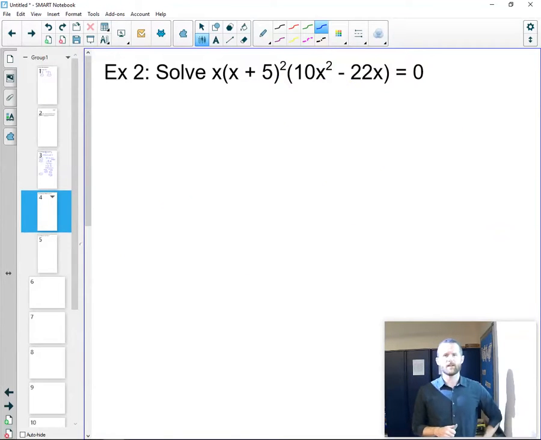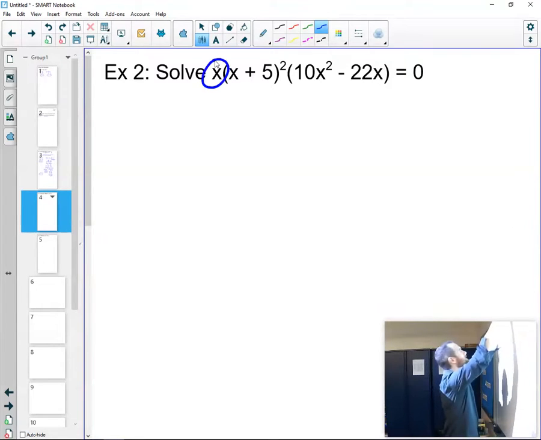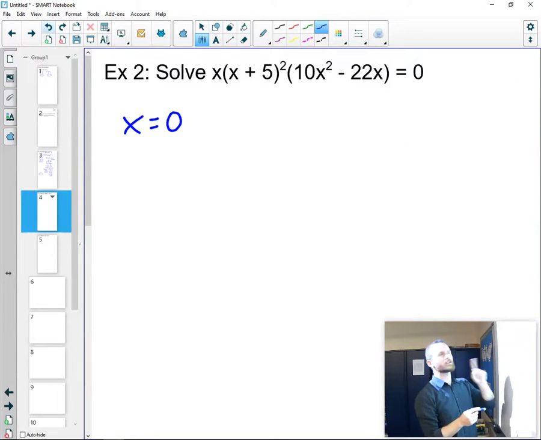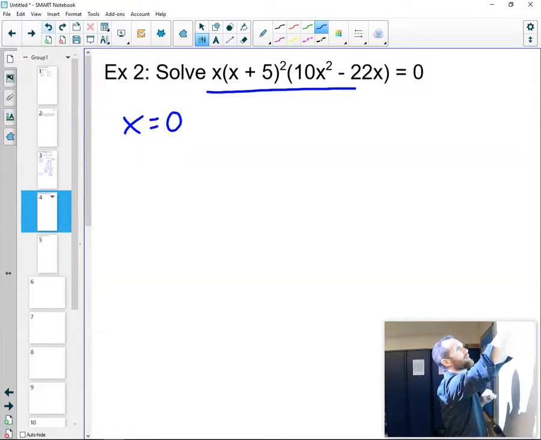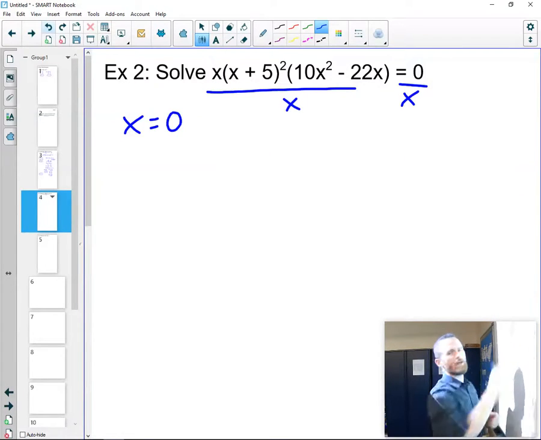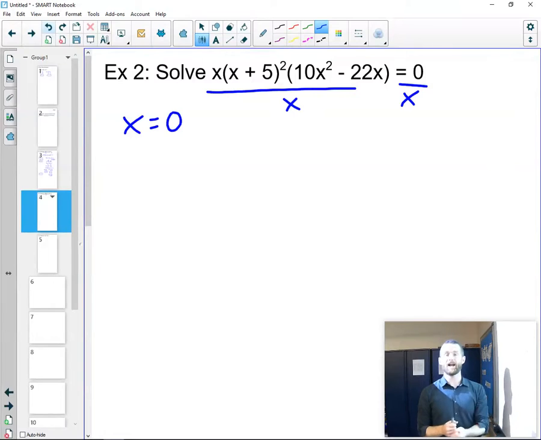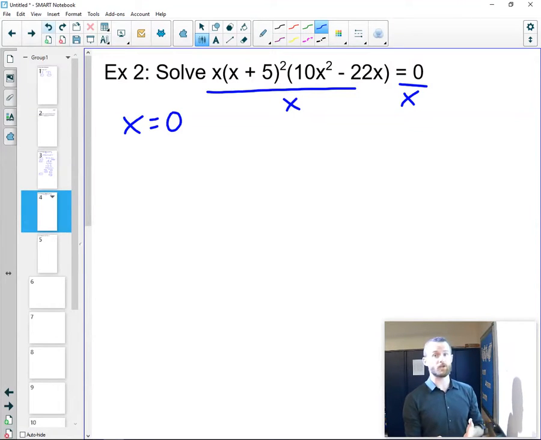We've got to solve x times (x plus 5) squared times (10x squared minus 22x) equals 0. Okay, well, this looks a little bit different, but it's still just a bunch of things being multiplied together that equals 0. So we can split them up with the zero product property. The first thing we're multiplying is that x, so it's x equals 0. Now, remember, in example 1, this was a 4, so we divided it out, but you do not want to divide both sides by x. Don't do that, because then you're going to be dividing out one of your factors. You're going to be losing a possible solution if you do that.